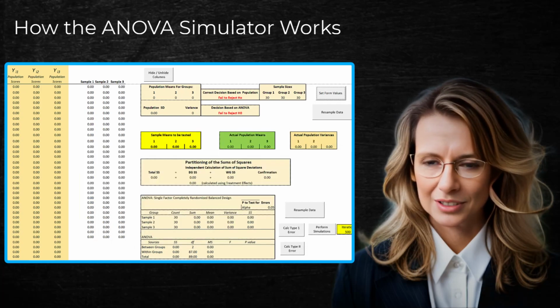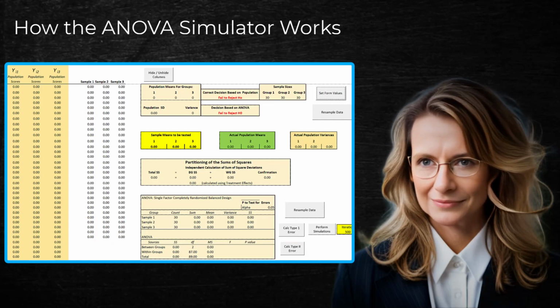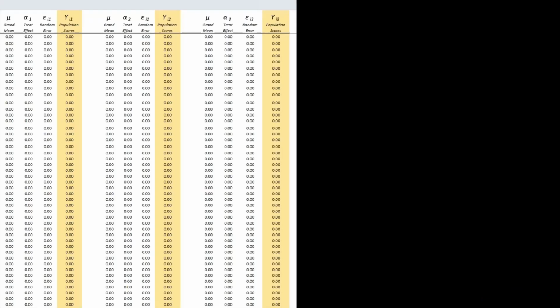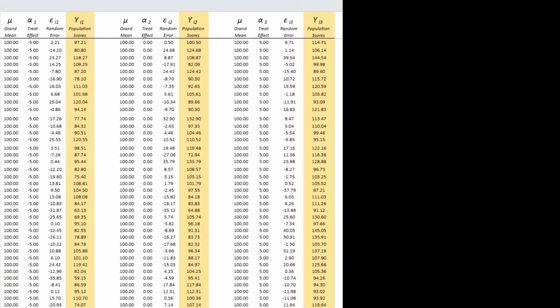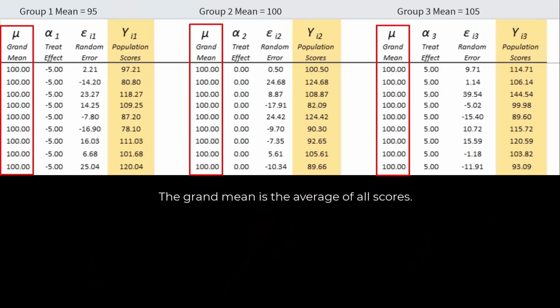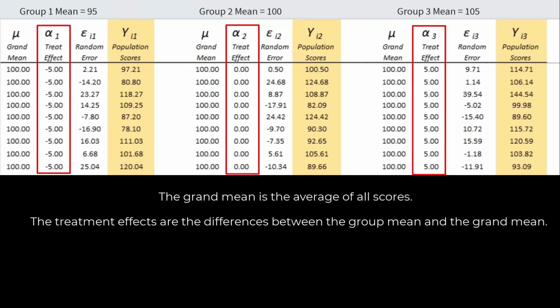After we set the parameters for the population, each individual score in the population is built using the elements of the factor model for individual scores. We do this by computing a grand mean, a treatment effect, and an error score for each person. The grand mean is the average of all the scores in the populations. The treatment effects for each group are the differences between the group mean and the grand mean.